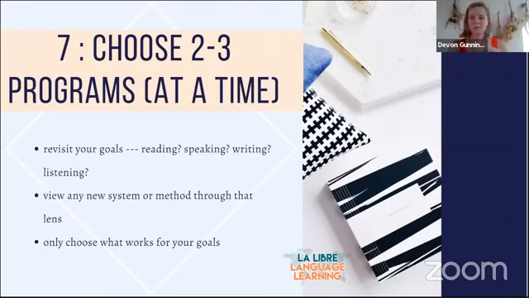This one's important too. When it comes to systems, choose 2 to 3 programs at a time. This is going to help you so much when it comes to saving your time and your sanity. So revisit your goals. As stated earlier, my main goal for you is to be a joyful, sustainable, and still excellent teacher in the classroom. That is the whole world of everything that I do.